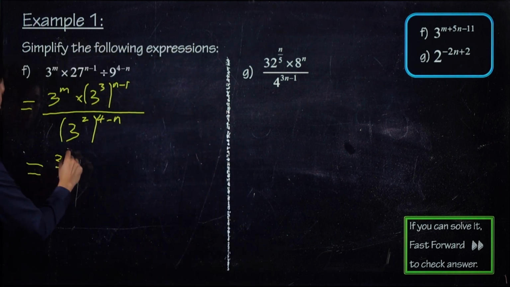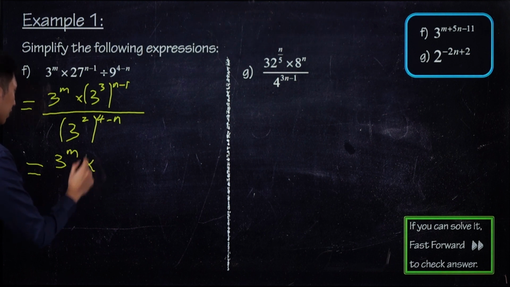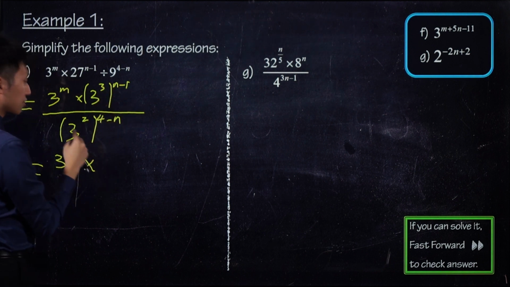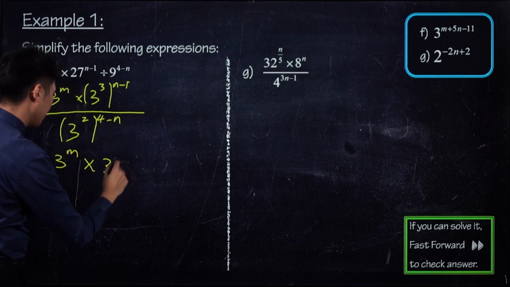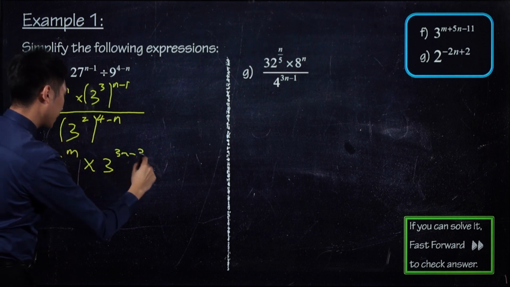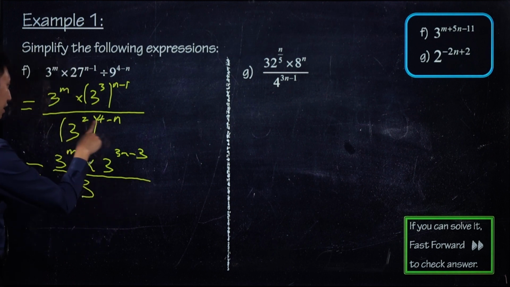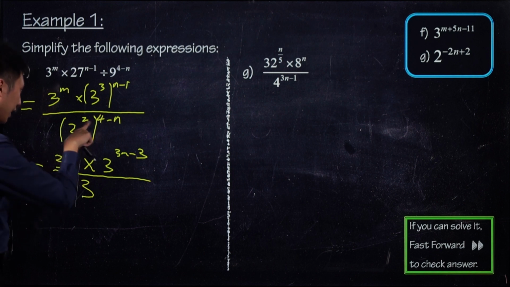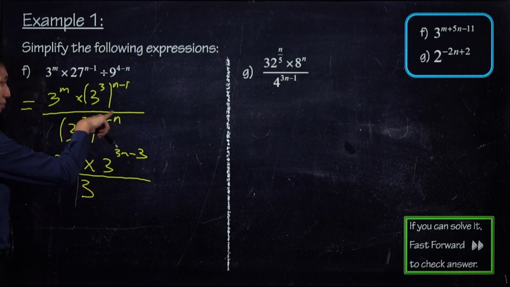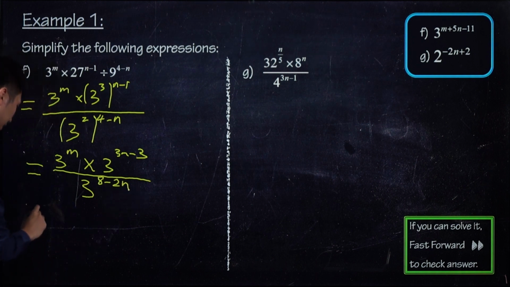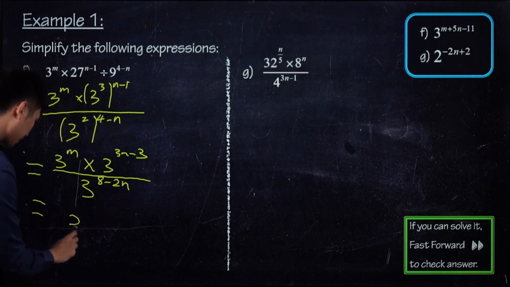So 3 to the power m, then times 3 to the power 3n minus 1. 3 times n minus 1 means 3n minus 3. So it's 3n minus 3. Then divided by 3 to the power 8 minus 2n. This one you gotta multiply by both, right? Okay, so 8 minus 2n. Don't forget to multiply here. So it's 8 minus 2n. Okay, the final answer just here.